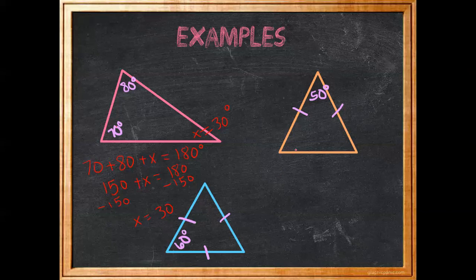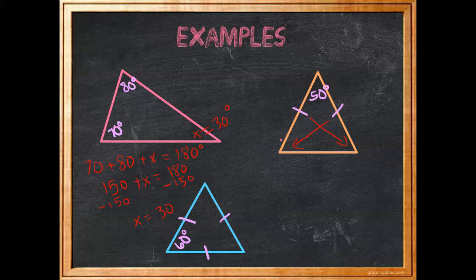For this triangle right here, we have these two lines, and if you'll remember, these lines right here mean that these sides are congruent. So these sides are the same length. When we have a triangle that has two of the same lengths, we know that it's an isosceles triangle. Okay, when it's an isosceles triangle, we also know that it has two angles that are the same, and those angles that are the same are exactly across from the sides. So this angle and this angle are exactly the same.